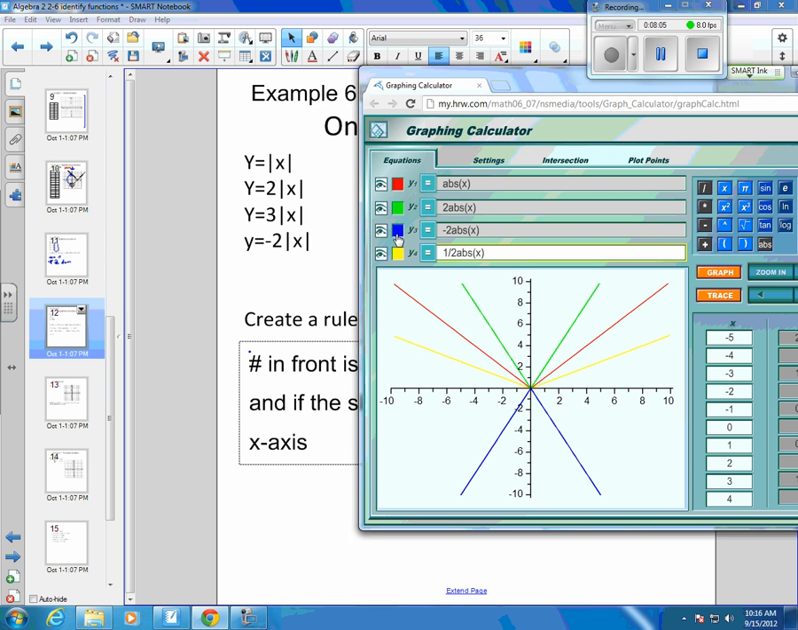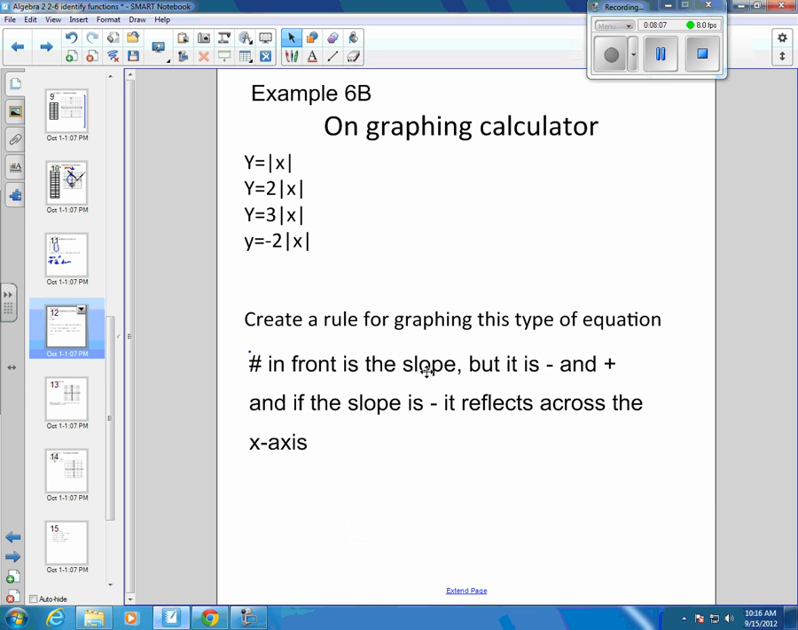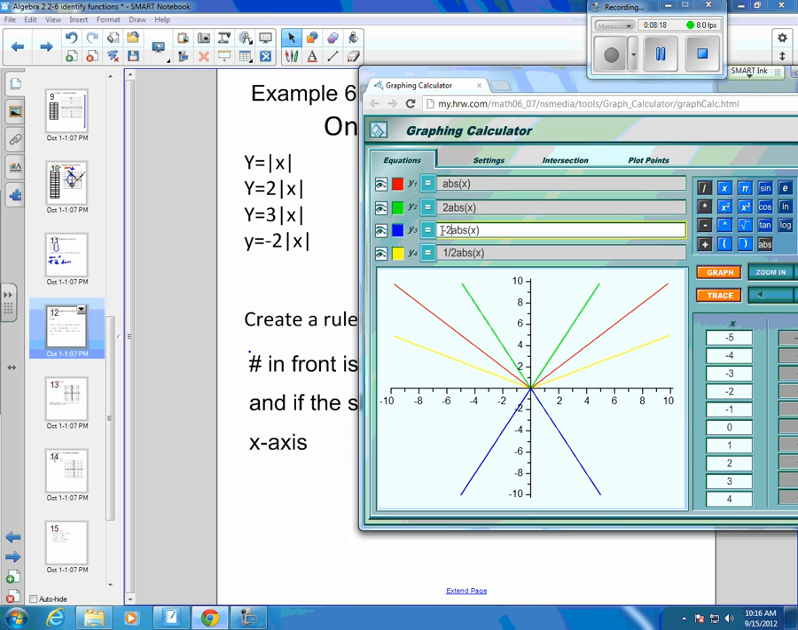So this rule that we just created does hold true. The number in front is in fact the slope. It has a negative and a positive part to it because we're absolute valuing. And if the slope is negative, we are reflecting across the x-axis. Let's verify that one more time. We'll change this to a negative 1/2. And that one should be flipped across, and it is. So the yellow and the blue are now reflections of each other.